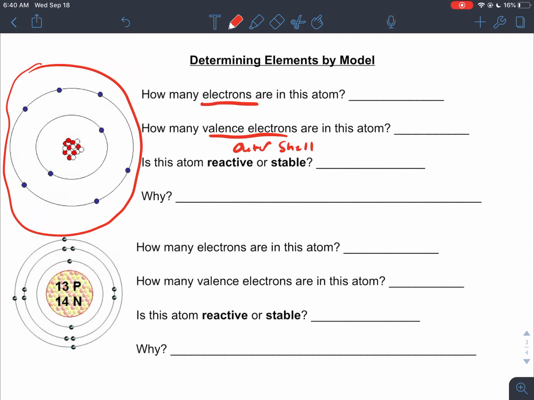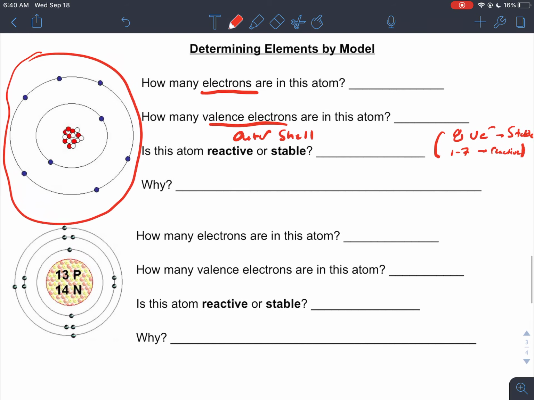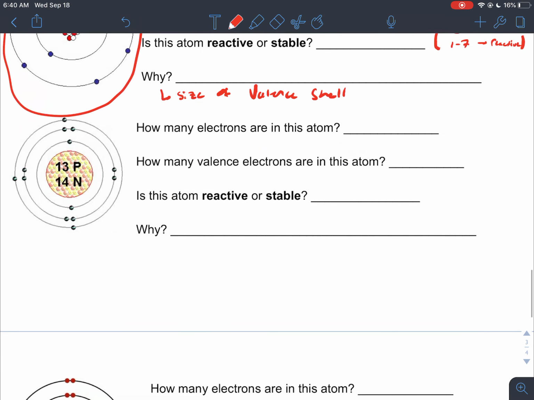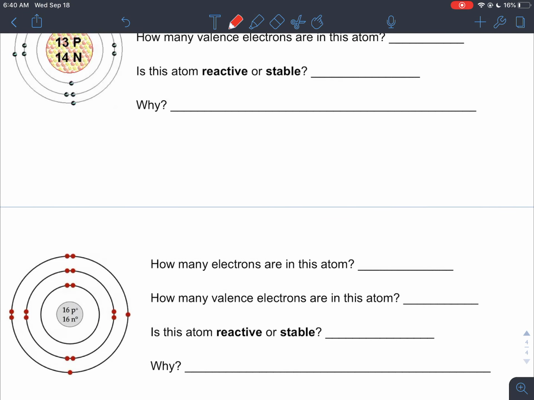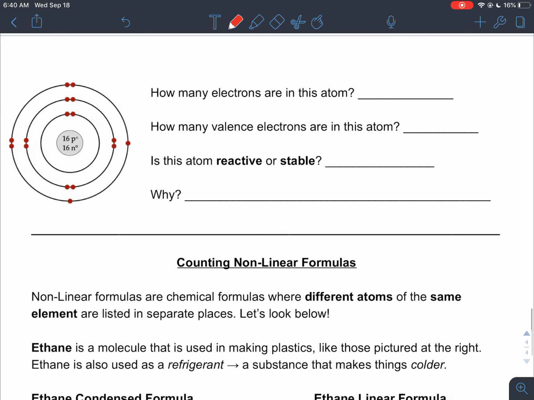Is the atom reactive or stable? Remember, 8 valence electrons makes it stable. 1 to 7 makes it reactive. So it's got to have 8 in the valence to be stable. Got a full van. And then why? You should explain to me using the size of valence shell. Okay? There are 2 examples that look like that. Right here, right here. Oh, I'm sorry. On the very back of your packet, it looks like we got 1 more.